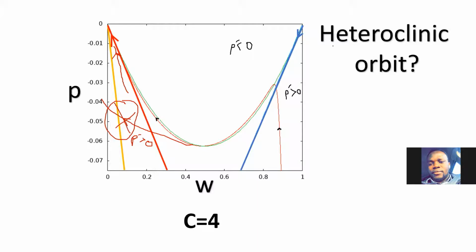So if you prove that, we have a heteroclinic orbit, because I also have a theorem that ensures that some trajectory exits 1, 0 like this. Okay? Any questions so far?